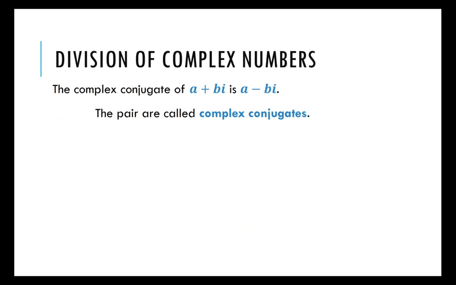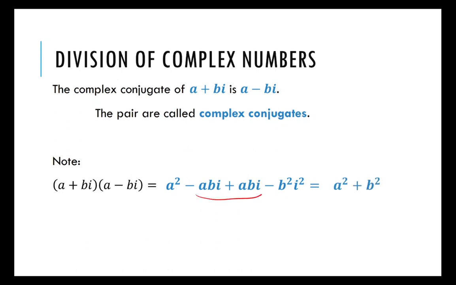They're called complex conjugates. Well, what's interesting here is if you recognize this, if you multiply them together, it's the difference of squares. And so notice that if you have a plus bi times a minus bi, we're going to get a squared minus abi plus abi minus b squared i squared. Those terms cancel out, and so we're always going to get a squared plus b squared because i squared becomes negative 1.